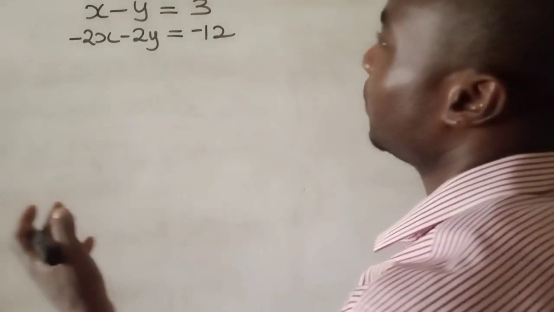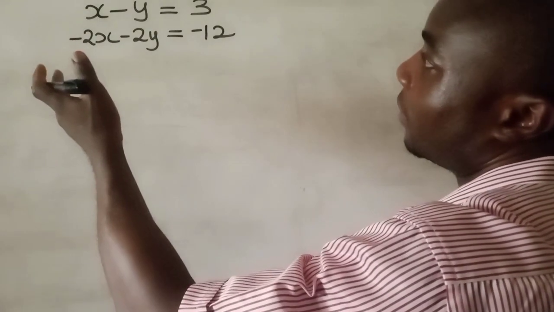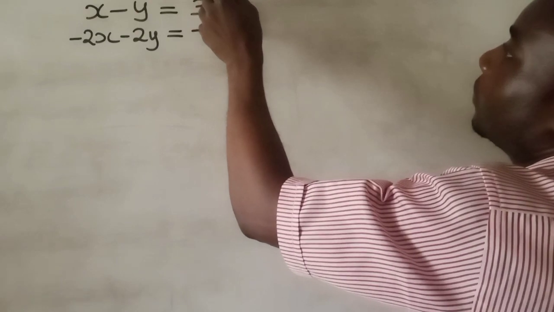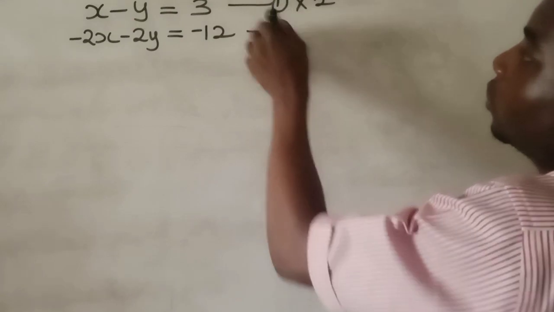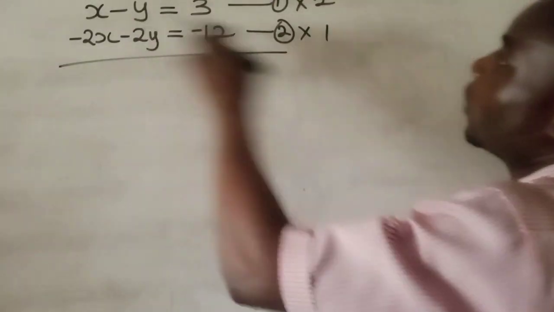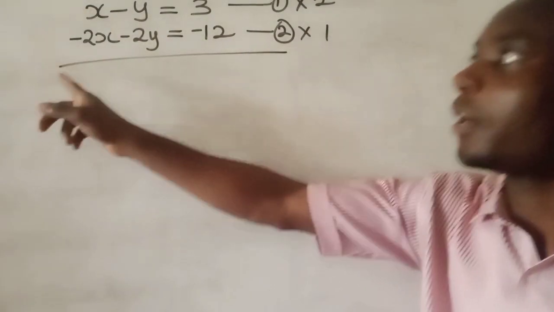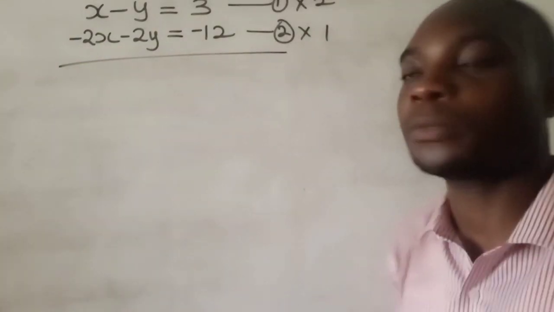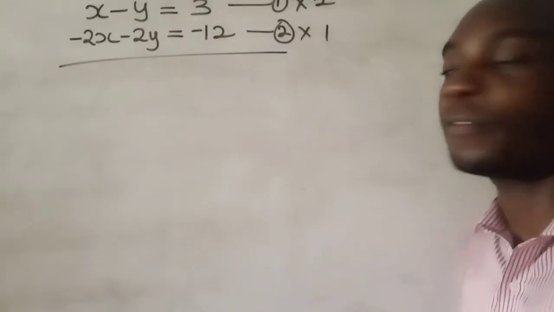Okay. So in eliminating, we can decide to eliminate either x or y. In this case, let's eliminate the value of x. So in eliminating x, we'll say equation 1 times 2, and equation 2 times 1. The reason for multiplying equation 1 times 2 and equation 2 times 1 is so that we can have 2x here and 2x here. Of course, they will cancel out. Then we'll look for the value of y. When we are done, we'll come back and get the value of x.